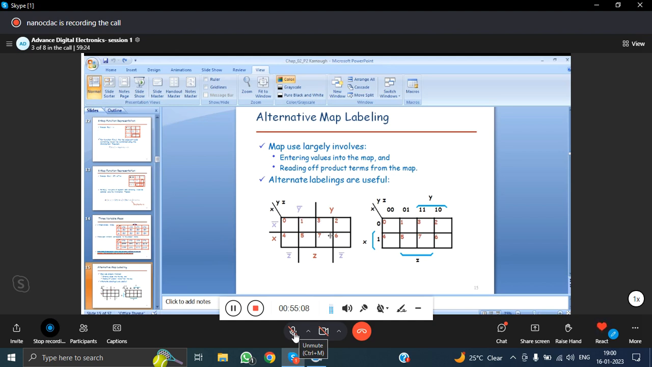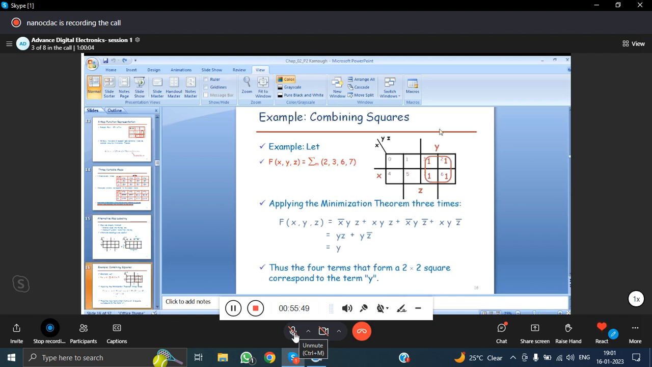Okay, 0, 1, 2, 3, 4, 5, 6, 7 for x, and here you can put y. 0, 1 represent y bar, and 3 and 2 represent y. 5 and 7 represent z, and 4 and 6 represent z bar. This is alternating labeling. Or else you can see this is x, with 0, 0, 0, 1, 1, 1 and 1, 0, and this is y. You can label it any way, and you will get the same value.